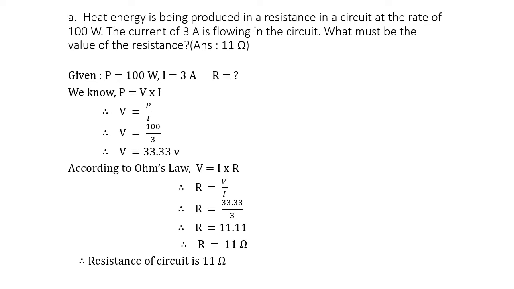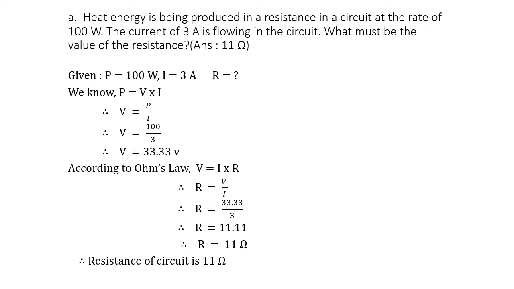Therefore it is 33.33 divided by, again the current I is given as 3 ampere, therefore divided by 3. So 33.33 divided by 3. So 3 ones are 3, 3 ones are 3, 3 ones are 3 and 3 ones are 3. So R is equal to 11.11. So approximately we'll take R is equal to 11 ohm. This symbol is called ohm. You know that the unit of the resistor is ohm. So as a conclusion of your answer, the resistance of the circuit is 11 ohm.